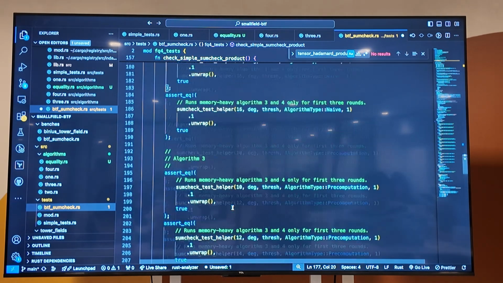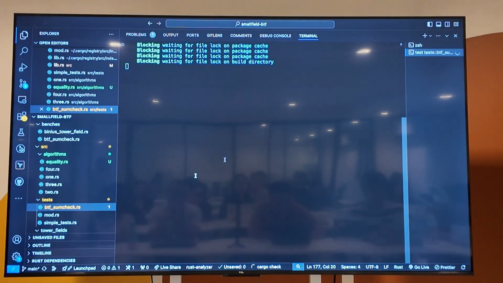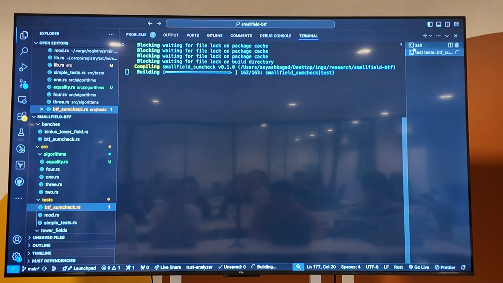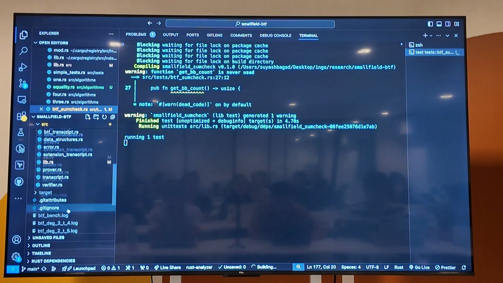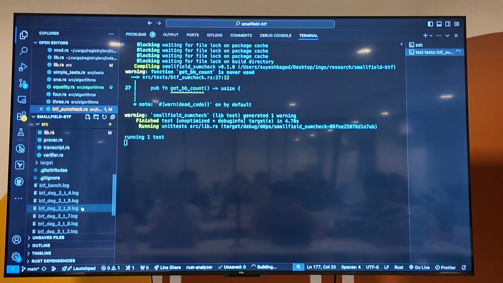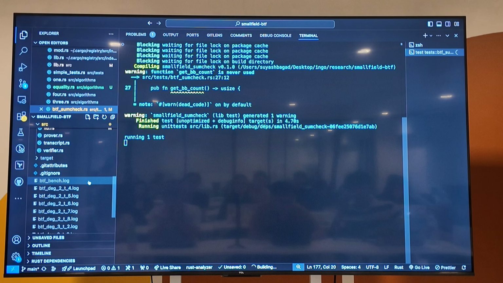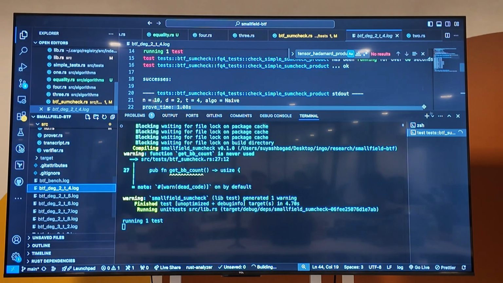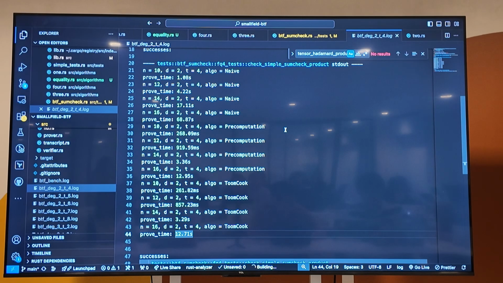So I'll run this test and we'll wait until it runs. I have some test results that I ran before the talk. Until this runs, we can quickly take a look at some previous configurations that I ran.